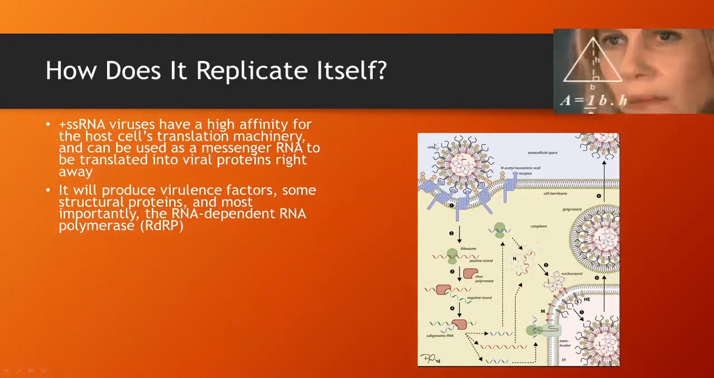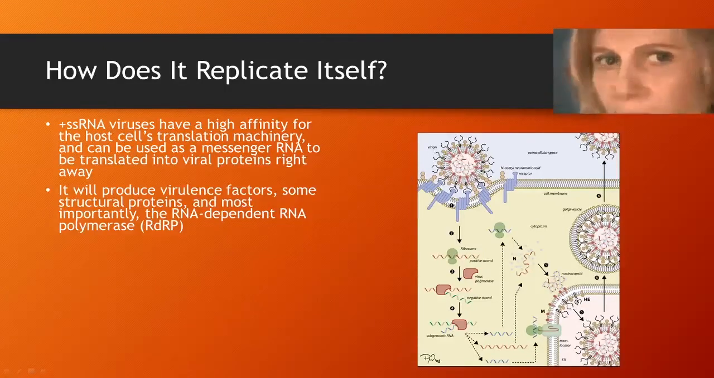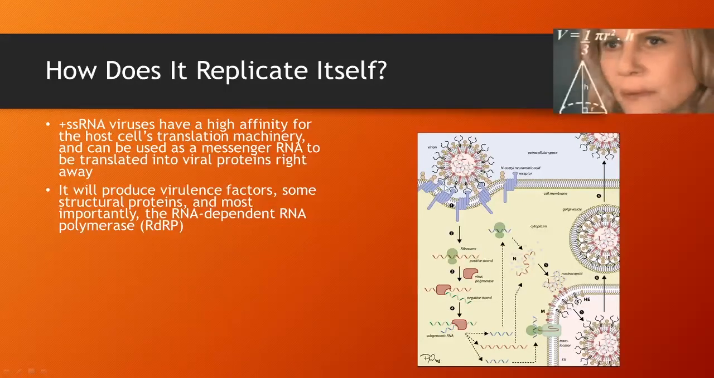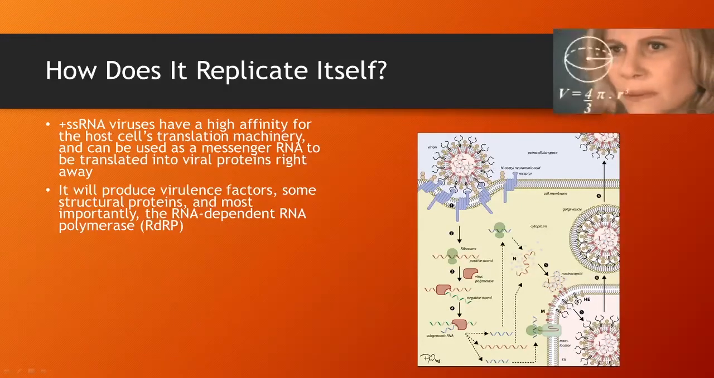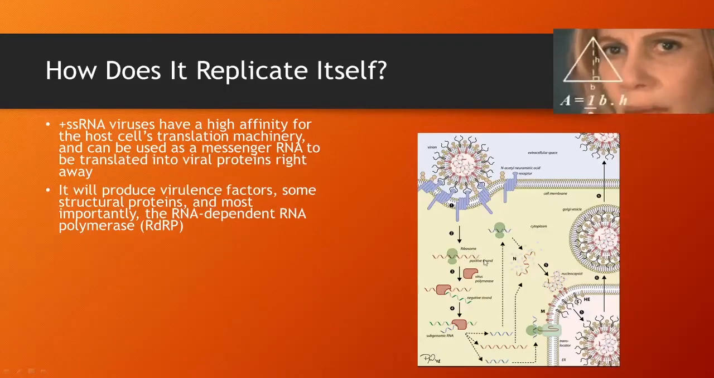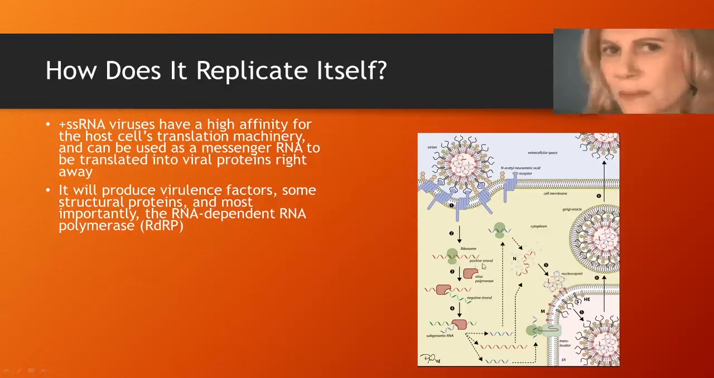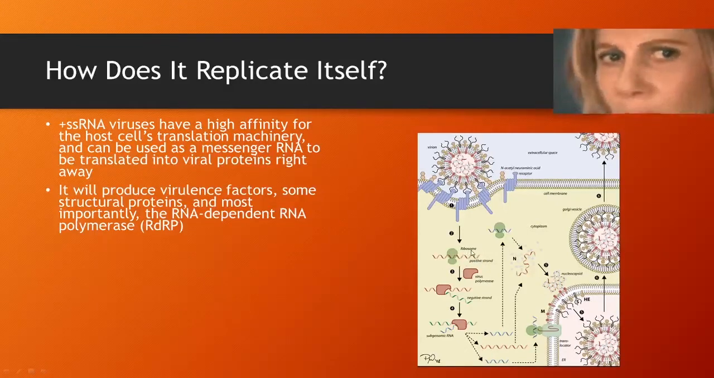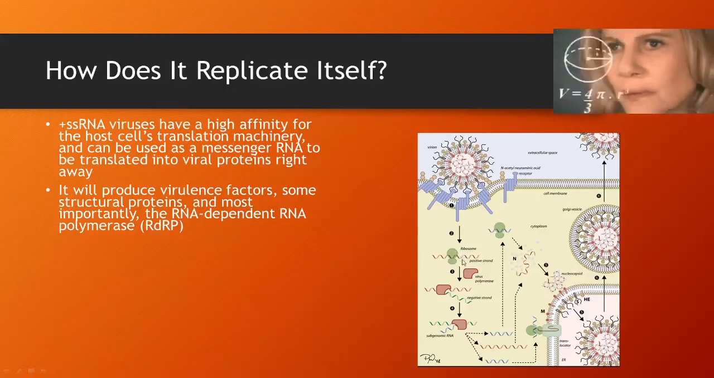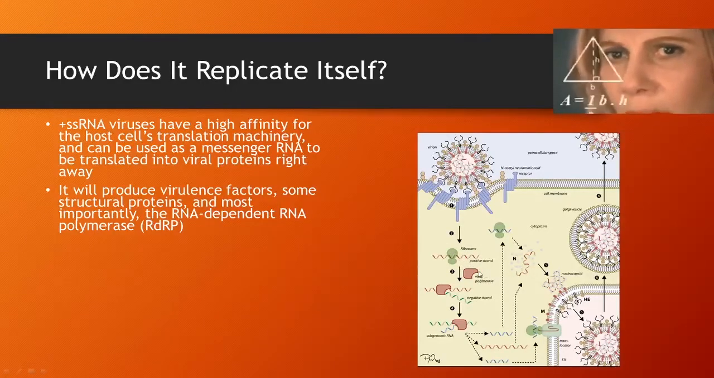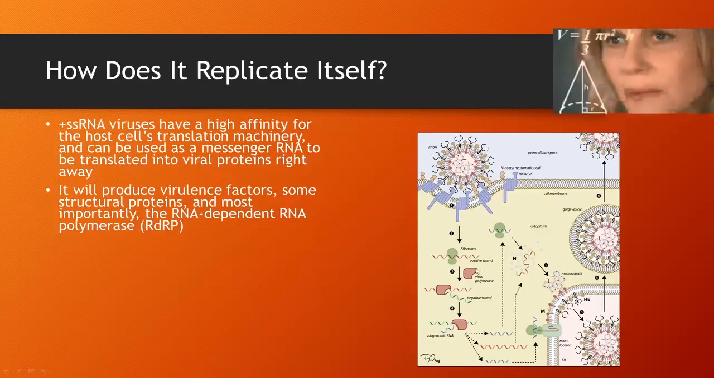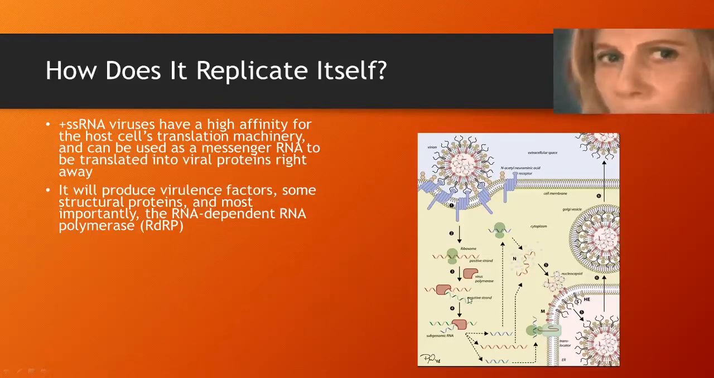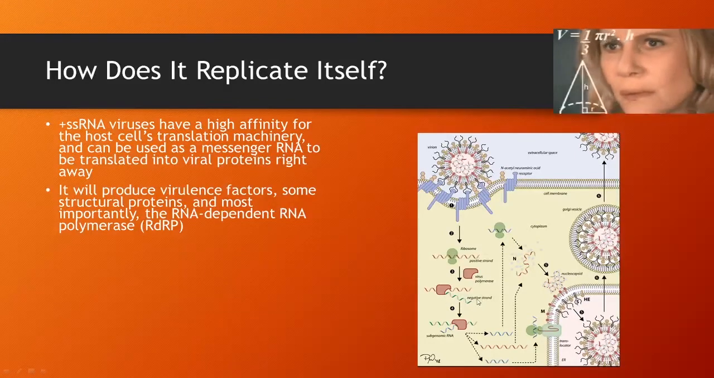So if we look at the diagram, we see here we have the coronavirus. It is going to bind to the cellular receptor, and then it's going to fuse its membrane together and release its genome, the positive sense RNA. And then that is going to be translated by the ribosome right away to make proteins. And one of the first proteins it makes is the virus polymerase, the RDRP. And that is then going to make negative sense RNA.